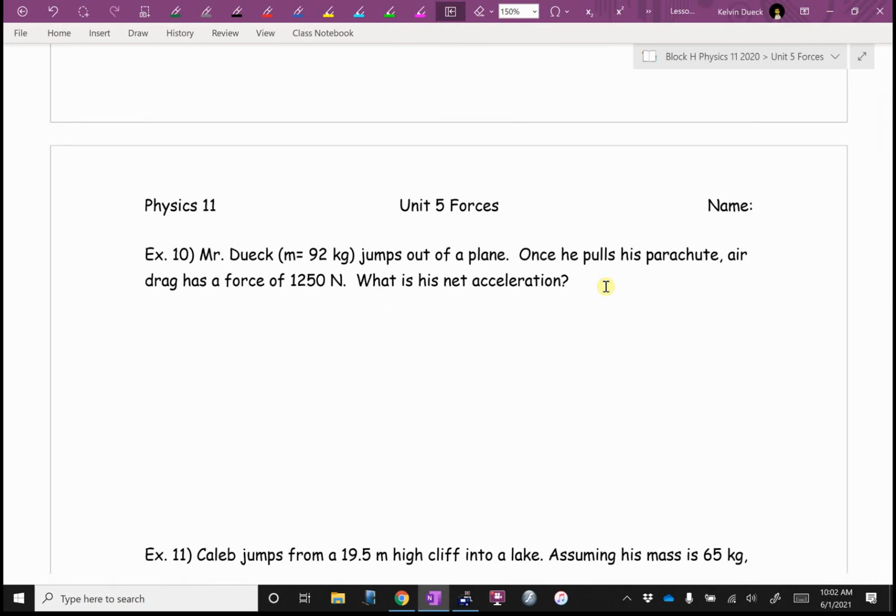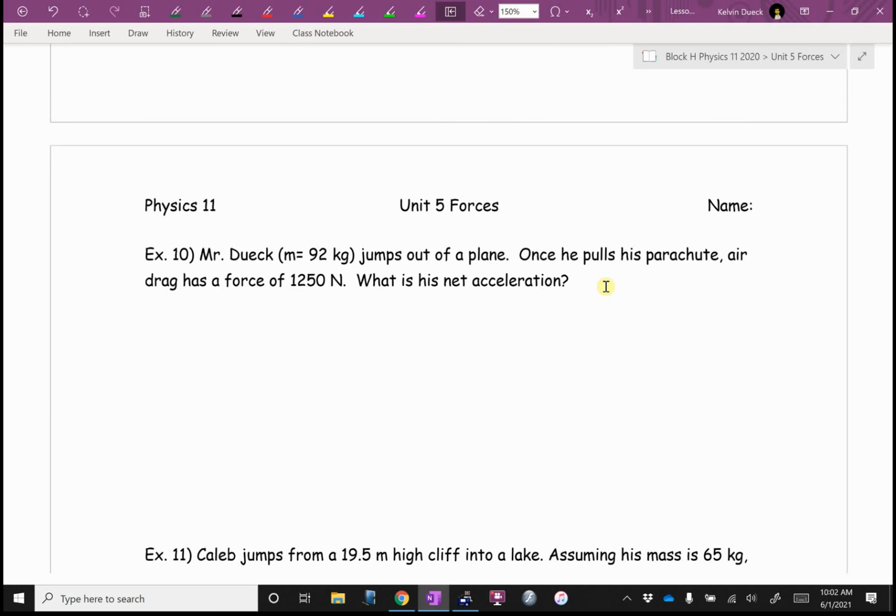What's this question asking me to find, Nick? Did they give me a VI, a VF, a D, or a T? No. Do you see a force in newtons? I'm going to find acceleration using Newton's laws, using forces. This is a job for a free body diagram. How do I know that?